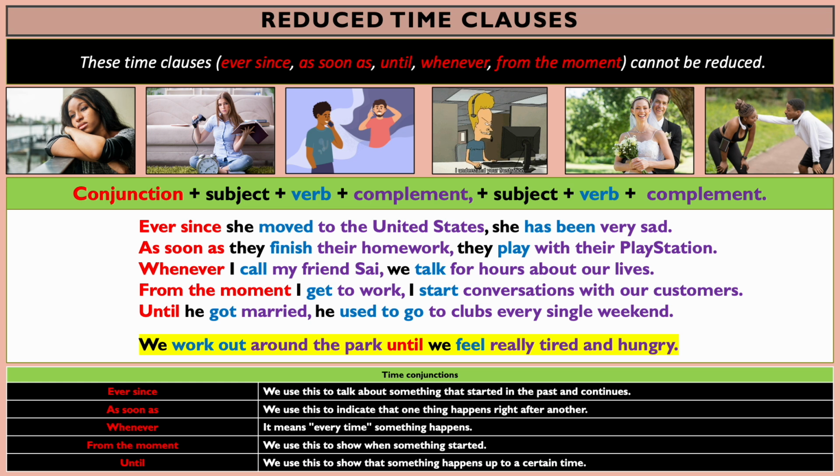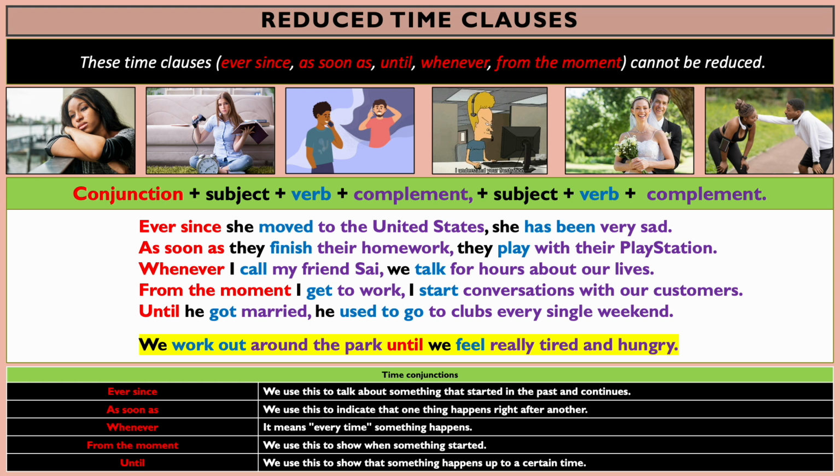For these time clauses with ever since, as soon as, until, whenever, and from the moment, we cannot use the reduction. They cannot be reduced. For this, you also need a conjunction, a subject, a verb, a complement, the comma, another subject, a verb, and a complement. But here, the reduction is not possible.